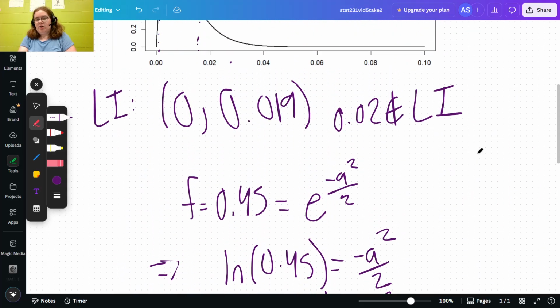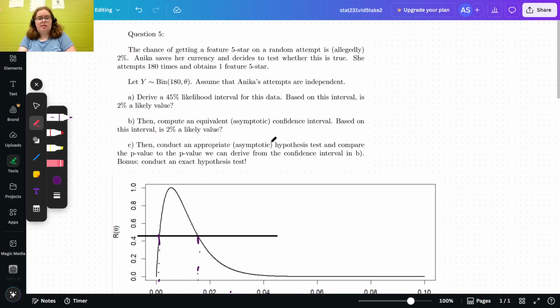For our last part, we are asked to conduct an appropriate asymptotic hypothesis test and compare the p-value that we get from there to the p-value we can derive from the confidence interval. I'm referring to a very specific theorem we have. I wasn't quite sure how to communicate that, so I'll show you what I'm talking about. But first, let's do the hypothesis test.